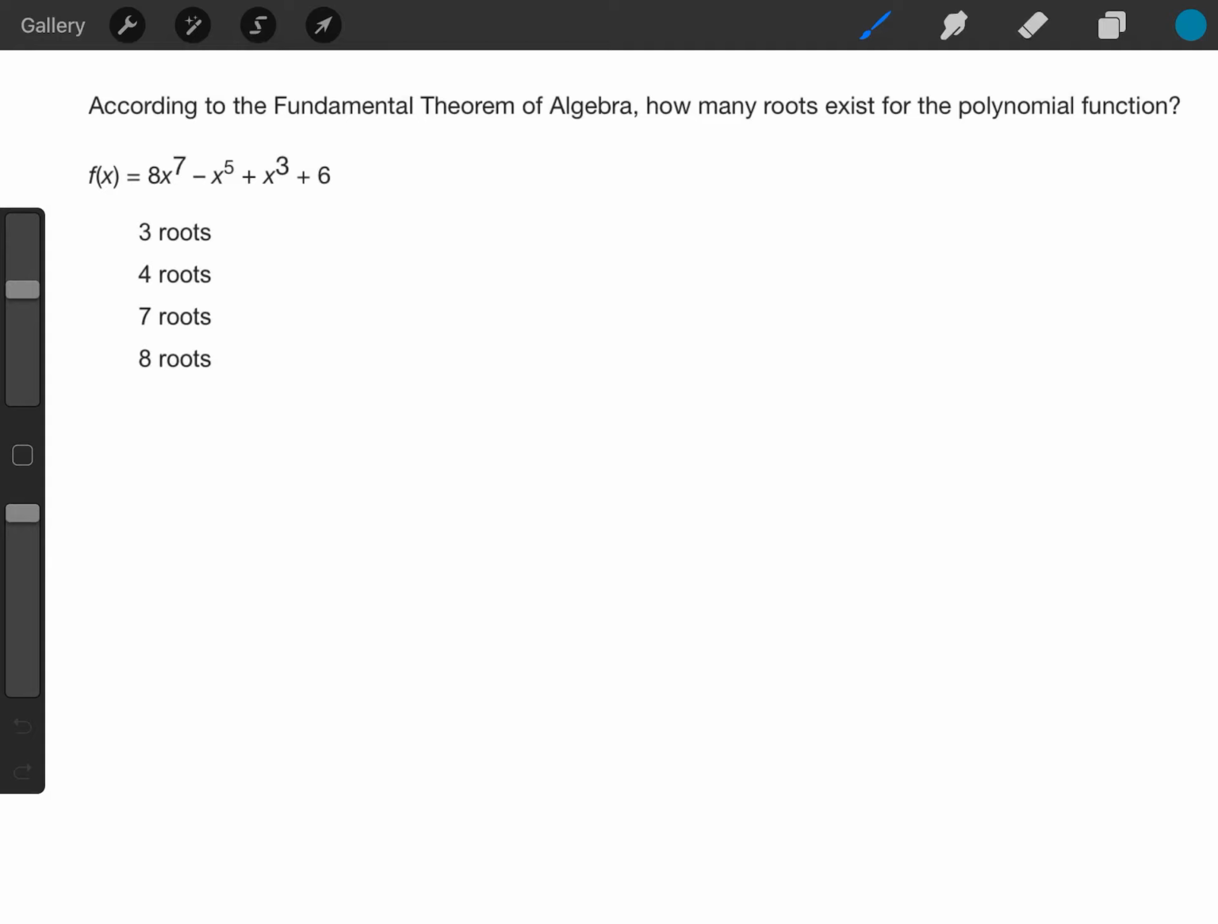All right, so these types of problems are pretty easy. How many roots exist for the polynomial function? All you need to do is look at the highest degree. It's 7, right? So it's going to be 7 roots.